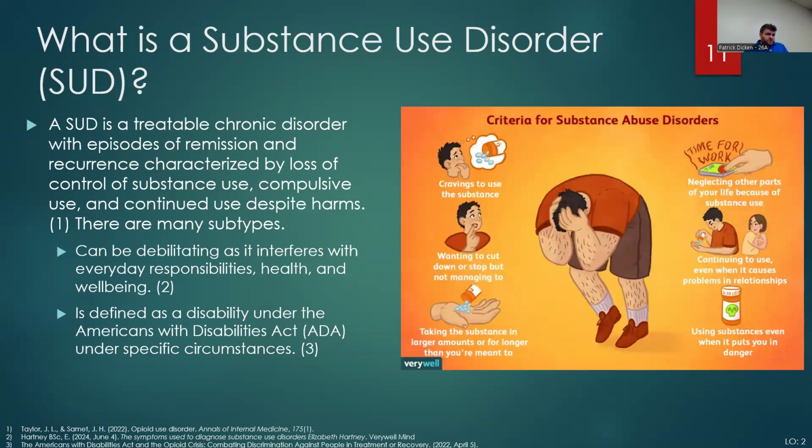What is a substance use disorder? It's a treatable chronic disorder with episodes of remission, characterized by loss of control of substance use and compulsive use, despite the harms it might bring. So there are cravings to use a substance, neglecting other parts of your life, continuing to use even though it's causing problems, taking the substance in larger amounts and for longer than you're meant to, and wanting to cut down but not being able to. And it is defined as a disability under the Americans with Disabilities Act under certain circumstances.